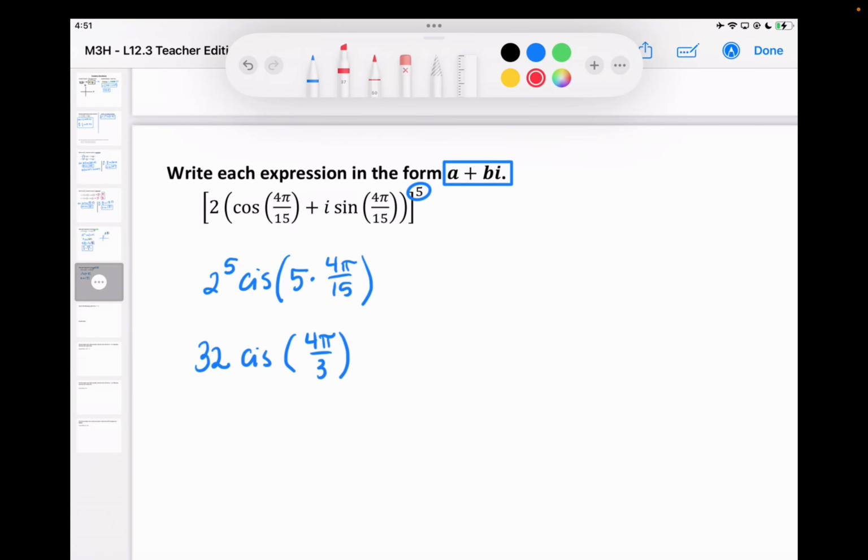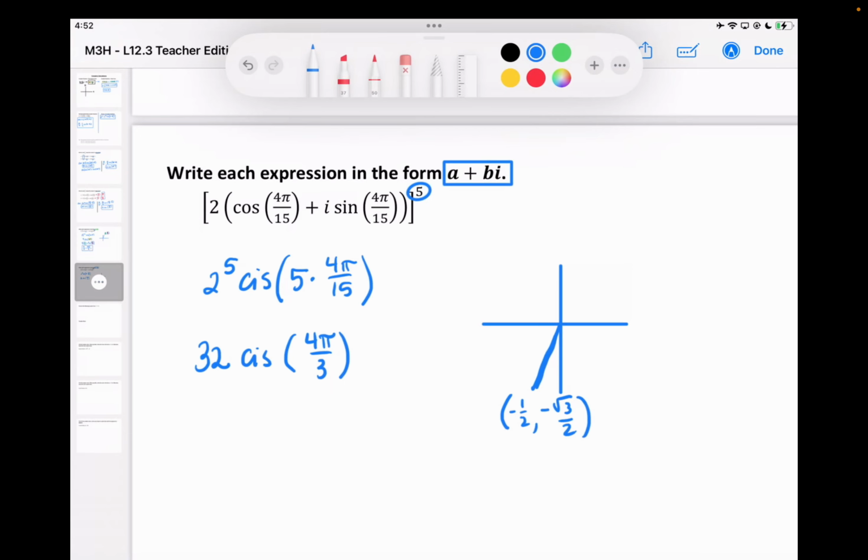And then you'll notice once again that this is a unit circle angle. So I'm going to go to my unit circle and figure out the coordinate for 4 pi thirds. The coordinate is -1/2. It's here in the 3rd quadrant. So -1/2, negative square root of 3 over 2.